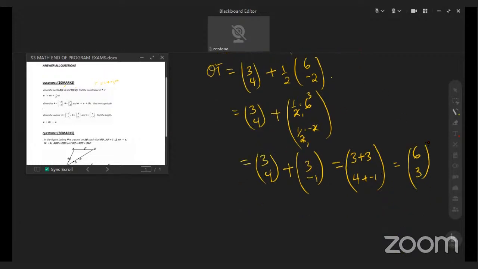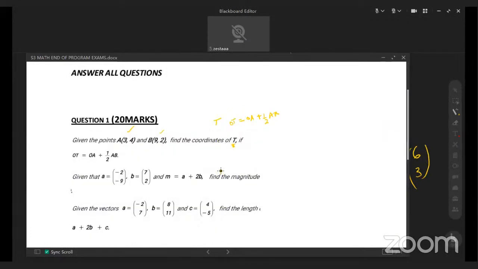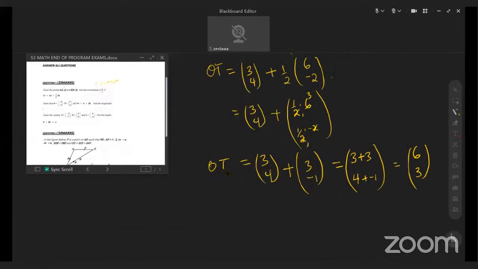Now take note, some learners were stopping here. You don't get a complete mark when you stop here. Because here what you're getting is OT, but the question is asking you to find the coordinates of T. So you're going to write OT in coordinate form. In coordinate form, T will be (6, 3). That's how you're supposed to write it as the final answer, because this is the final thing that we need. If you stop here, you'll only get the mark for working out this, and you'll not get the final mark for writing it in coordinate form.